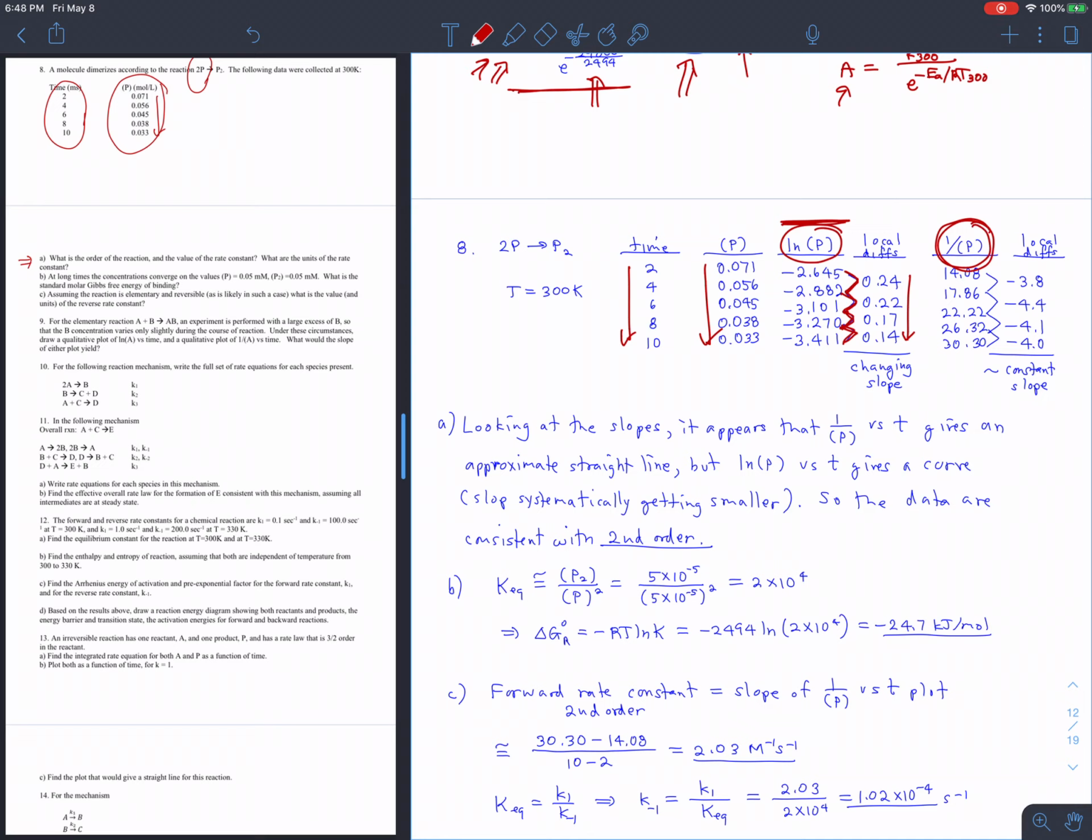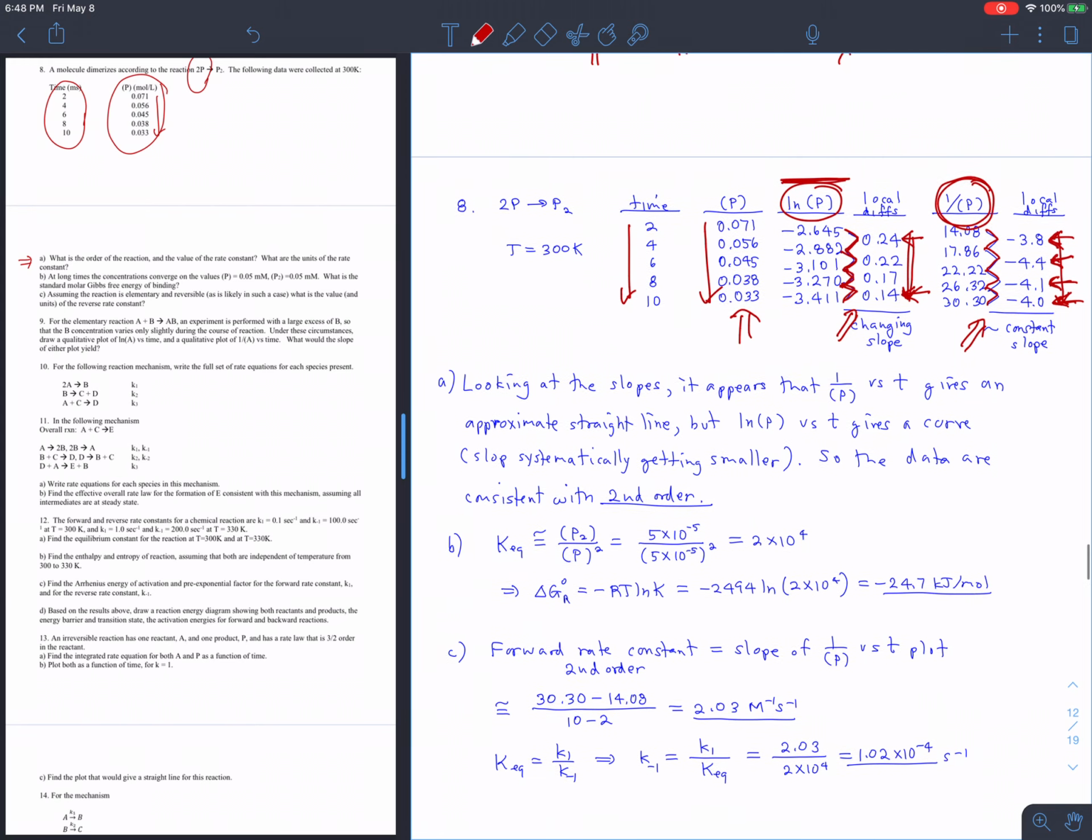For 1 over P, if it's second order, that would be a 1 over P versus t plot. Then again, the differences between adjacent points should be more or less constant. And you can see in this case they aren't perfectly constant because I've put some artificial noise into this data now. It's not perfect data anymore. So there's some noise in these differences too, but they don't have a trend. They're not going anywhere. This one's 3.8, this one's 4.4, that one's 4.1, and this one's 4.0. They're all hovering right around 4. Whereas in this case, it starts at 0.24 and ends at 0.14, and they're going systematically down. That looks like a curve to me. This looks like a straight line to me.